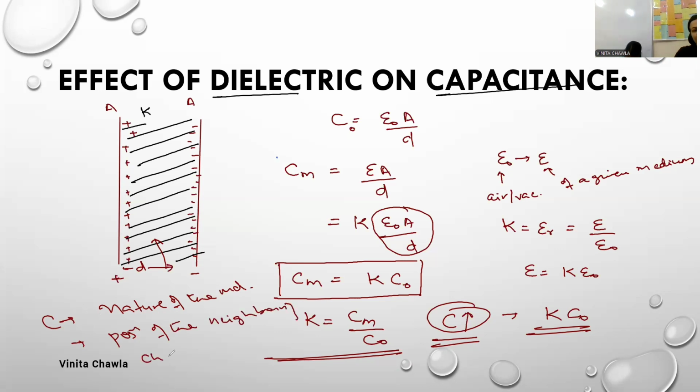Position of the neighboring charges. Earlier we had done that capacitance depends upon the shape and size of the conductor. So this value of C depends upon these three factors: shape and size of the conductor, nature of the medium, and position of the neighboring charges.